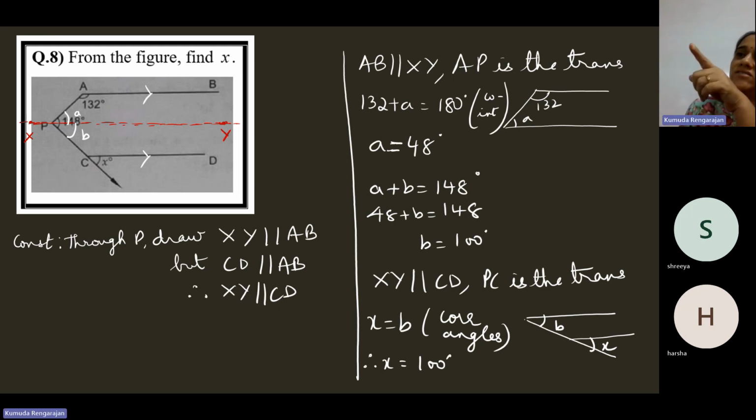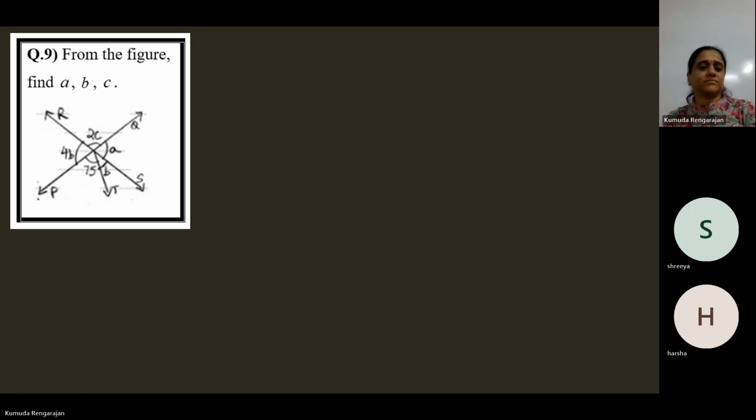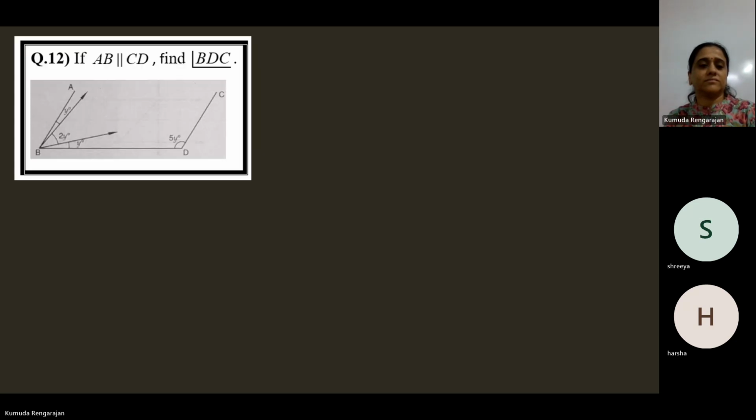So Sunday, you got the answer, is it? 100 correctly? Very good. So you found 48 and then 148 minus 48, 100. Put it exactly like that. How do we do this? We'll work this and wind up the session for today.